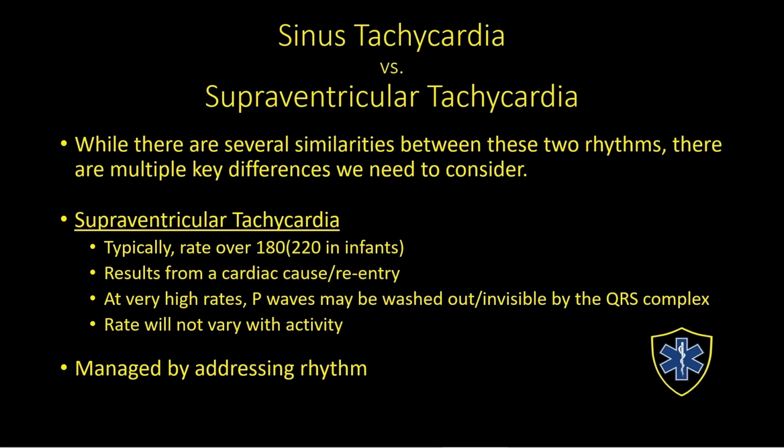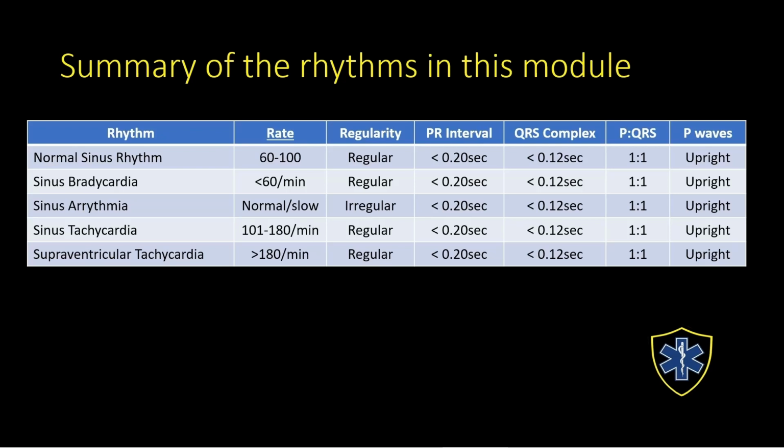So again, we know that we have sinus tach, which is an elevated rhythm, typically up to 180 in adults, 220 in infants. We know that supraventricular tach is typically going to be higher than that. They're both narrow complex. They both have good P waves and QRSs, even though sometimes at very high rates we may not see the P waves. And our key differential is the patient assessment or the history of the event. So, things to keep in mind as we address it. Now let's sort of wrap all these up together.